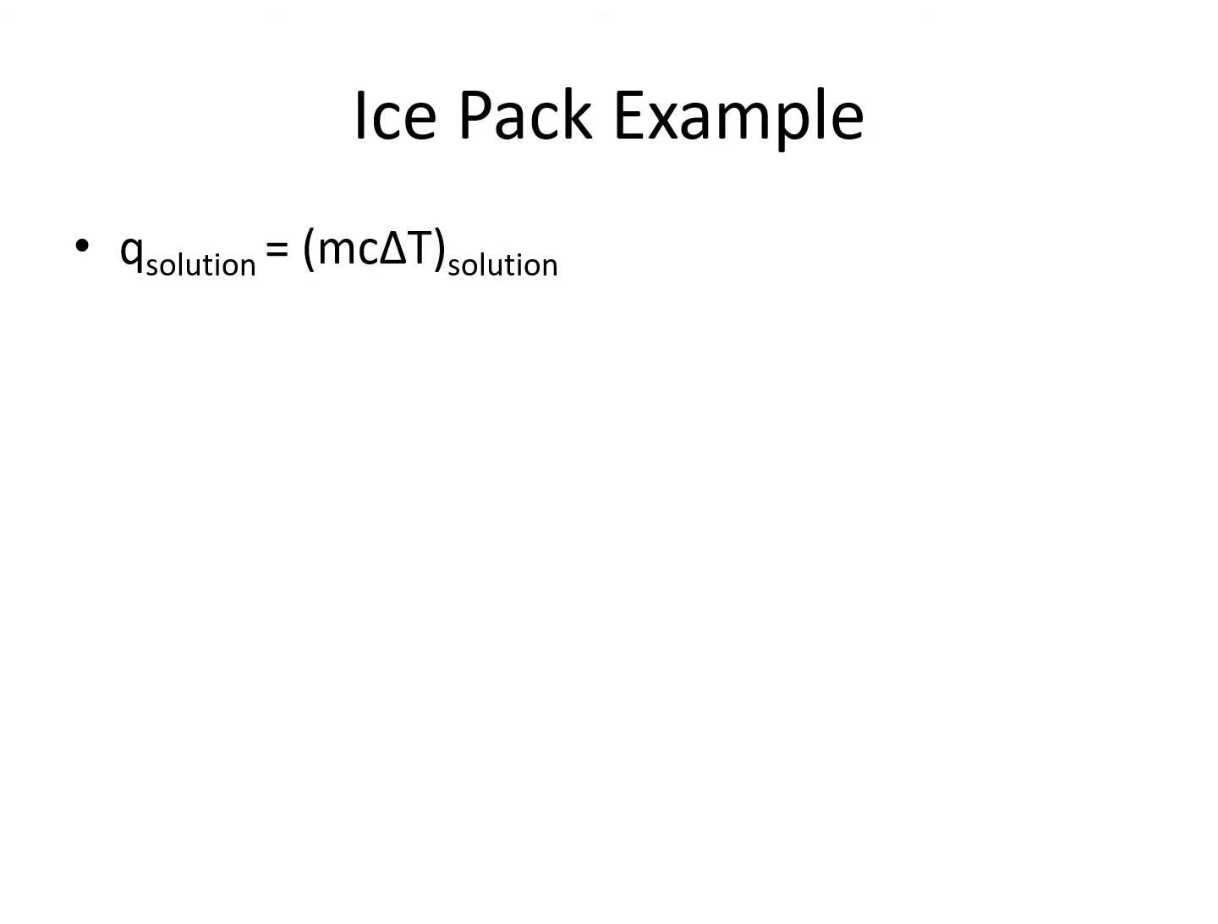So we're going to use our equation Q equals mc delta T. This time we're doing it related to the solution. The solution is going to be made up of the salt mixed with the water, so it's both things combined together. So rather than doing the equation twice, we're just going to do it once, but everything related to the solution. So Q of the solution equals mc delta T of the solution.